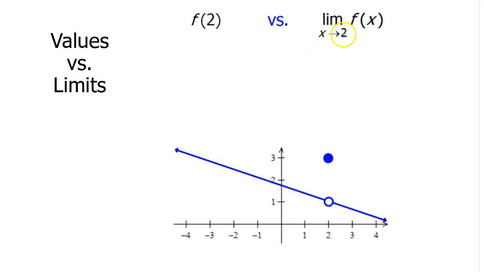Once students learn about limits, they often have a hard time keeping straight the difference between this concept and this concept. This expression on the left means the value of f of x at x equals 2. In this case, the value of f of x at x equals 2 is given by the closed circle and never the open circle. So f at 2 is equal to 3.